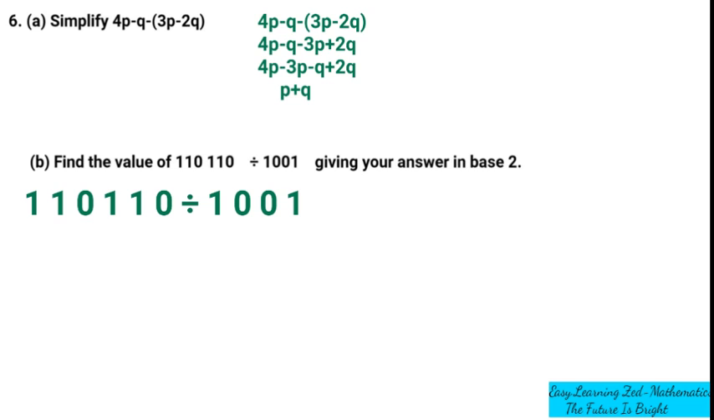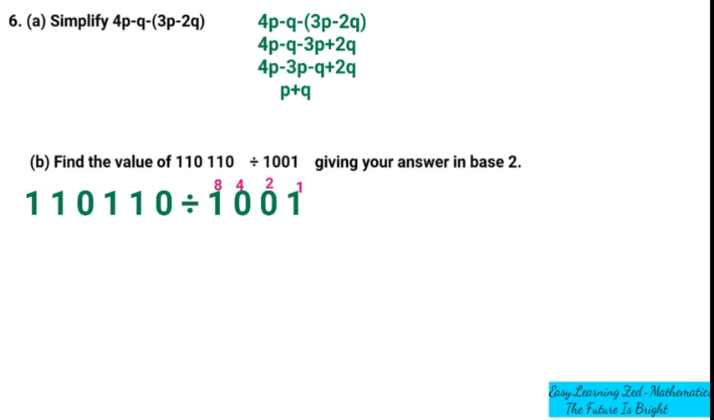Okay, so what we're going to do now is convert these numbers. Before we convert, we need to identify the place value of each digit. So I'm going to start with the divisor, which is 1001. The digit on the far right, which is 1, has the place value of 1s, and the 0 that is next has the place value of 2s, and the next 0 has the place value of 4s, and 1 has the place value of 8s. Now I'm done with the divisor place values.